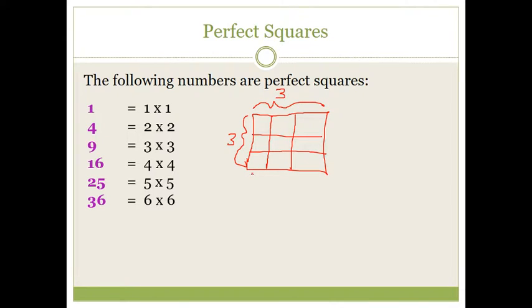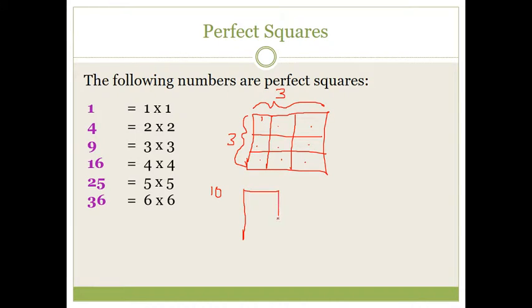So this is called a 3 by 3 square. And if we count the squares inside, we get 9. Notice that this makes a perfect square that is 3 by 3. That's why these numbers are called perfect squares, because they can be represented graphically as a square. This is in contrast to, say, the number 10. 10 isn't a perfect square because I can't make an array of rows and columns that are the same length.